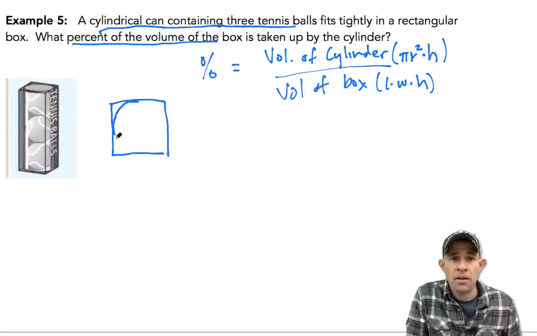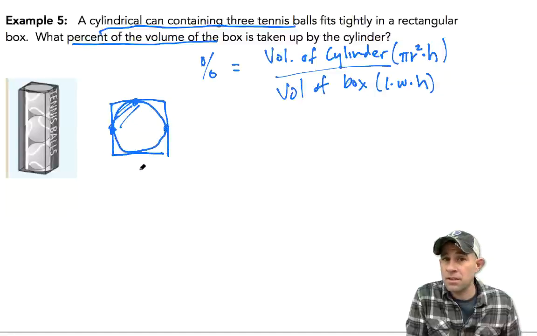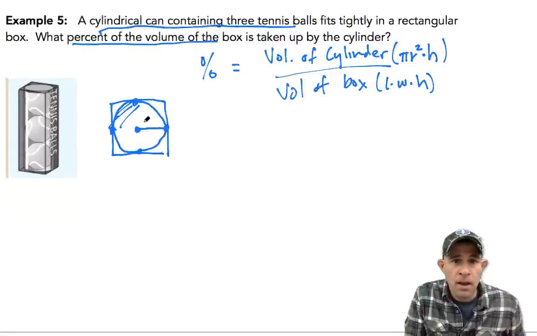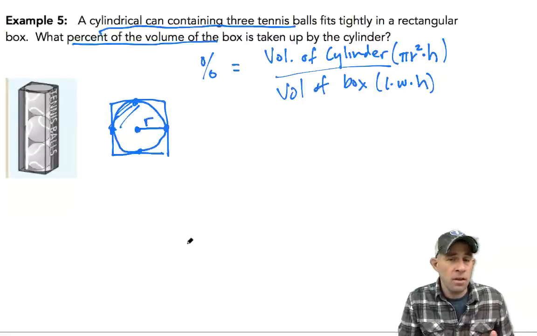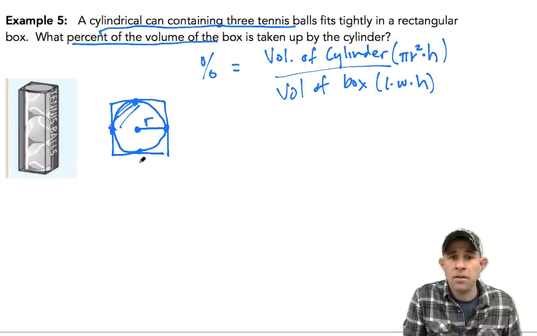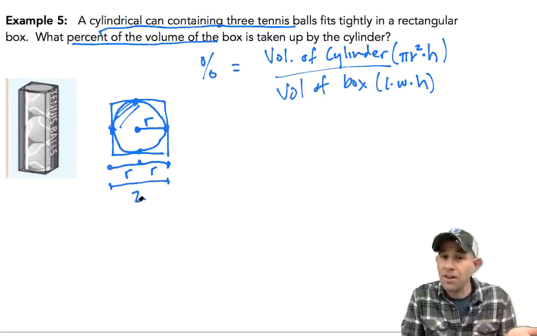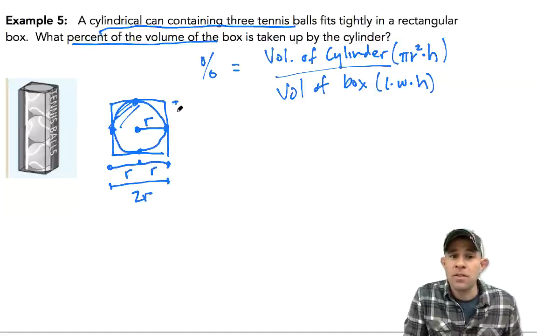So here's the top of the box, and here's the cylindrical can. It fits tightly inside, and so all these four spots touch the edge of that box. All right, now let's draw in from the center to the edge of that tennis ball. And let's just let that be the radius of our tennis ball. Well, if that's the radius of our tennis ball, then the length of one side of our box should be twice that, because both of these are r. So therefore, the length of one side of the box is 2r, which makes the other dimension the same, 2r.